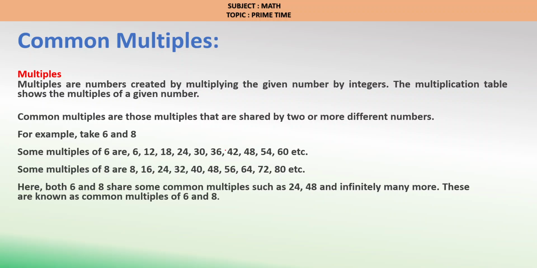For example, let us consider 6 and 8. Multiples of 6 are 6, 12, 18, 24, 30, 36, 42 and so on. Multiples of 8 are 8, 16, 24, 32, 48, 56, 64 and like that. Here, both 6 and 8 have some common multiples. For example, 24 is there in the multiples of 6 as well as multiples of 8. Similarly, 48 is present here as well as here, and definitely many more. So these are known as the common multiples of 6 and 8.